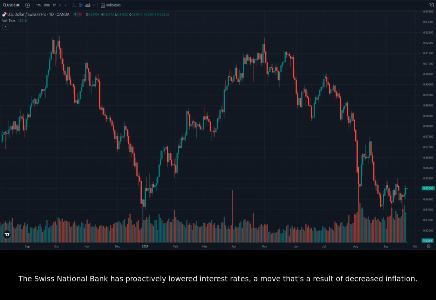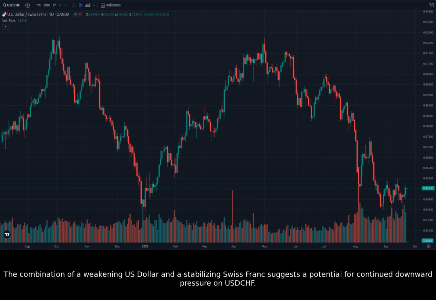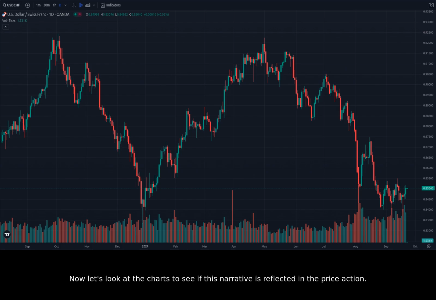The Swiss National Bank has proactively lowered interest rates, a move that's a result of decreased inflation. This proactive approach has created a sense of stability in the Swiss franc market. The combination of a weakening US dollar and a stabilizing Swiss franc suggests a potential for continued downward pressure on USDCHF. Now let's look at the charts to see if this narrative is reflected in the price action.